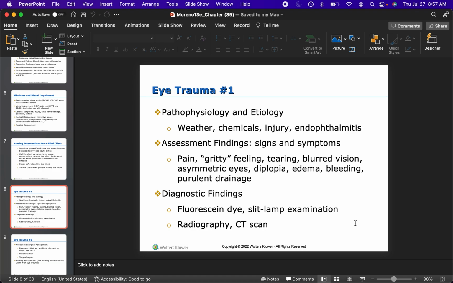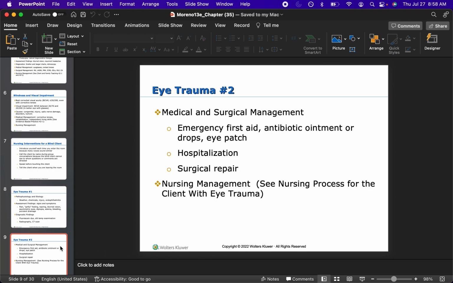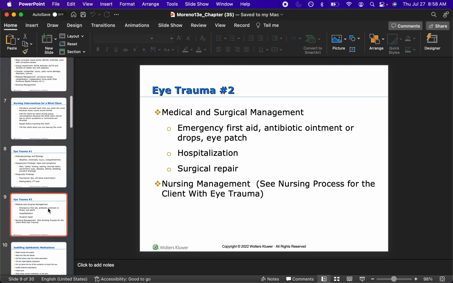And we'll usually just give them some ointment to try to correct that. But also x-ray and CT scans can figure out if there's more involvement deeper within the eye. Medical and surgical management. Like I said, we already went over some of these. And then hospitalization or surgical care is really going to depend on the severity.